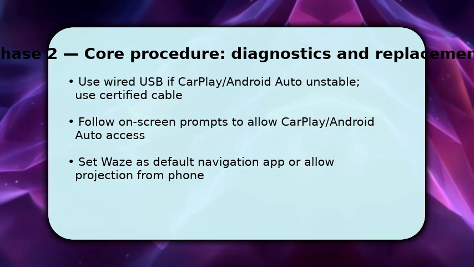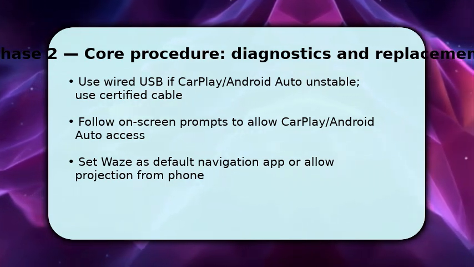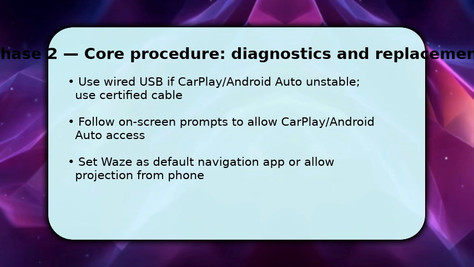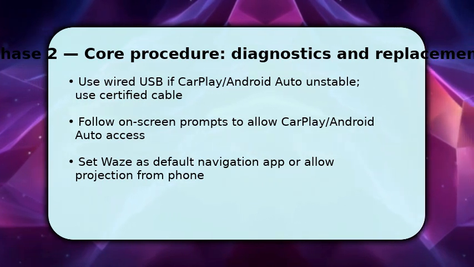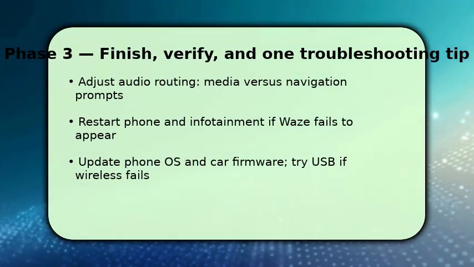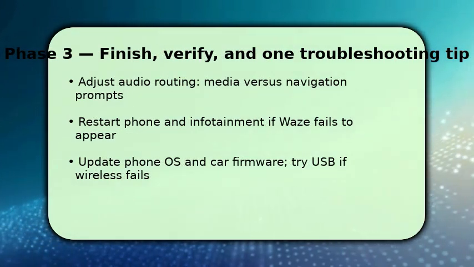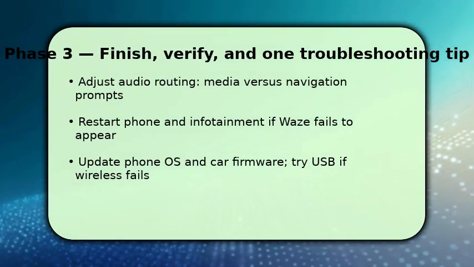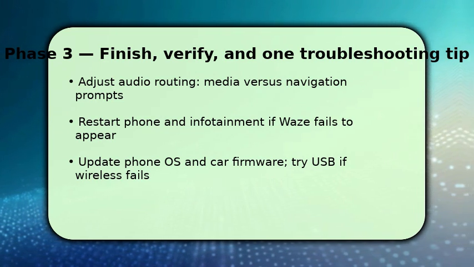If it doesn't appear, make sure Waze is allowed as a navigation app in Android Auto settings or set as default navigation on iPhone. Finish by checking audio routing so voice directions play through the car speakers rather than the phone. Change settings in the phone's Bluetooth or CarPlay/Android Auto menu.